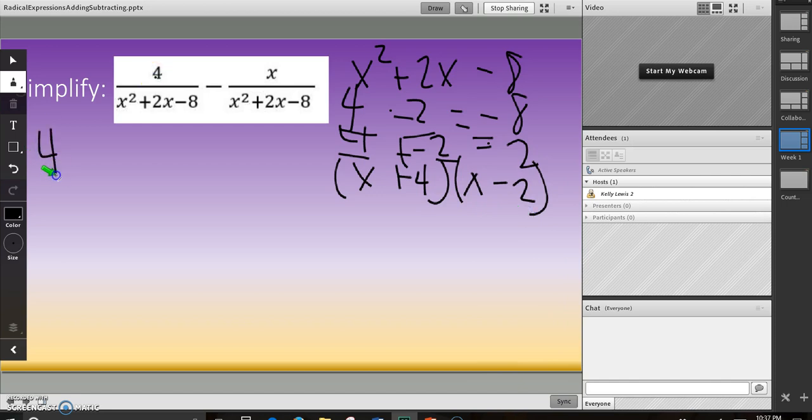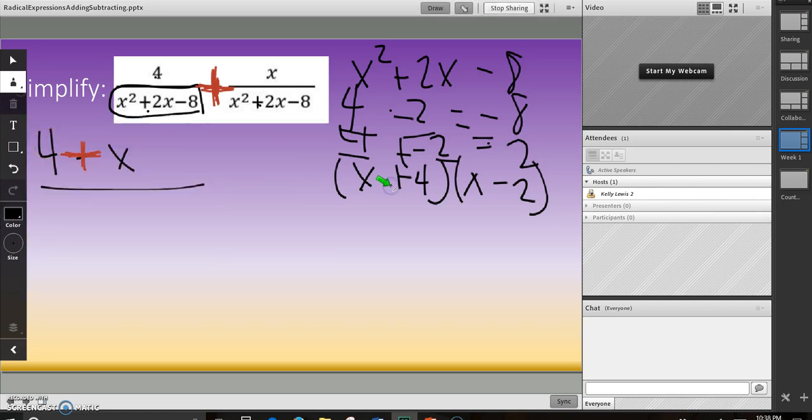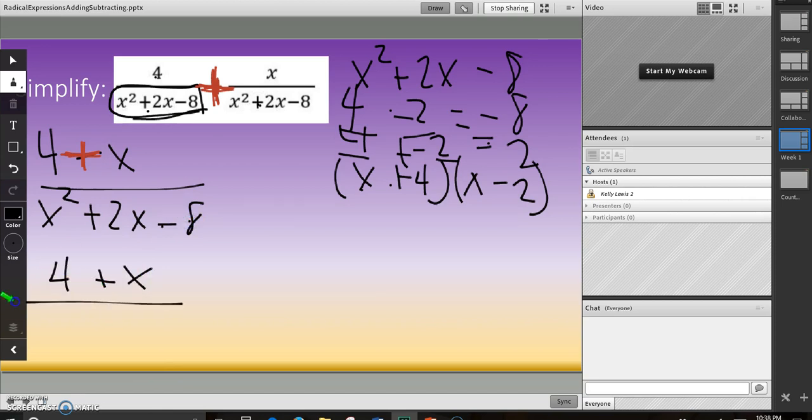All right, so here I have 4 minus x, and then everything's the same on the bottom. So instead of writing this guy, can we pretend real quick? Just pretend this really says plus. Pretend that was the original problem. Just go with it. All right, so this x squared plus 2x minus 8, I'm going to rewrite it now with these factors. 4 plus x, x plus 4, x minus 2.